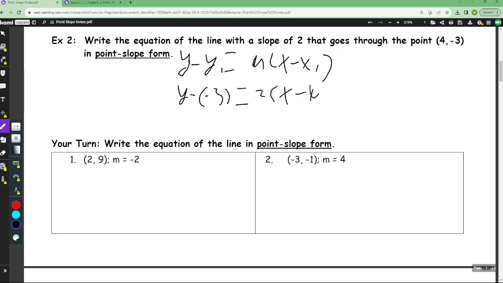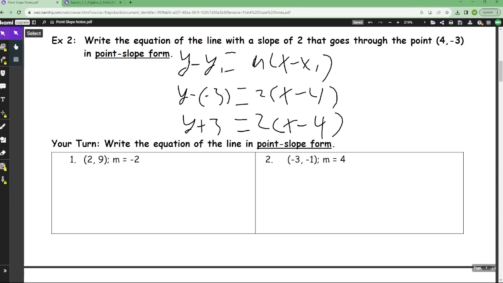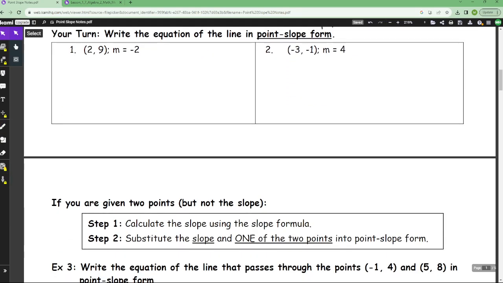And then we can simplify that just a little bit to y plus 3 equals 2 times the quantity of x minus 4. So now, go ahead and try these. So 2 is our x value, x sub 1, 9 is y sub 1, m is equal to negative 2.